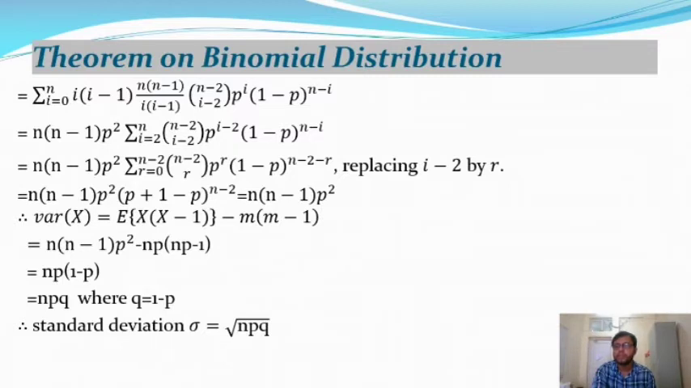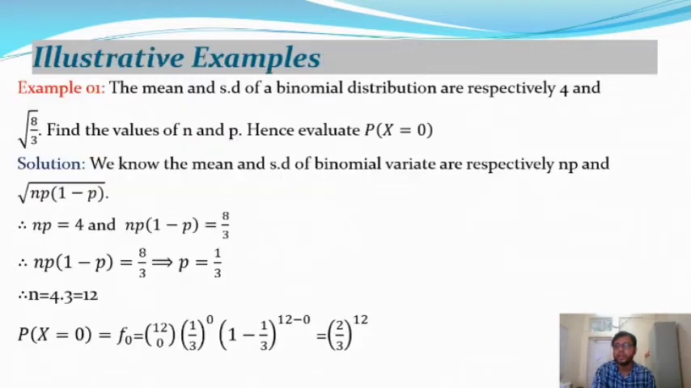Now we are going to take some examples on the binomial distributions. The first example: the mean and the standard deviation of a binomial distribution are 4 and root over 8 by 3. Find the value of n and p, and hence evaluate the probability of x equal to 0.